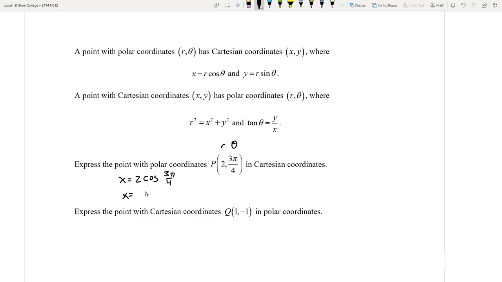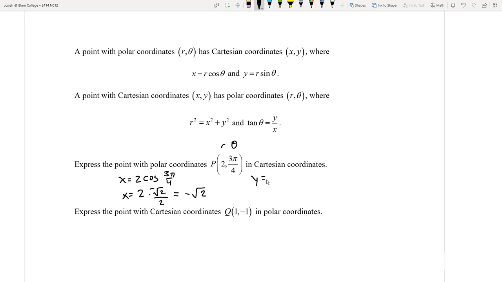So if we take the cosine of 3 pi fourths, the best way of thinking of it now is to rationalize the denominator. We'll call that root 2 over 2. It's 3 pi fourths, which means that we're going to be in the second quadrant, which gives us a negative. So we get negative root 2 for x.